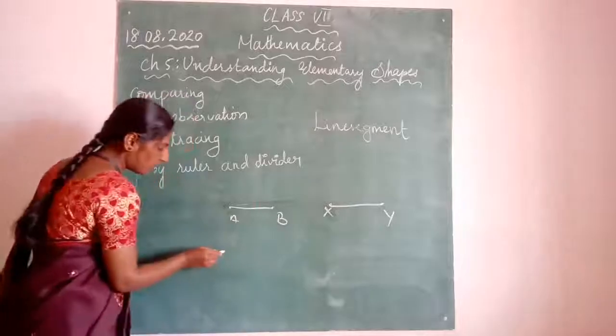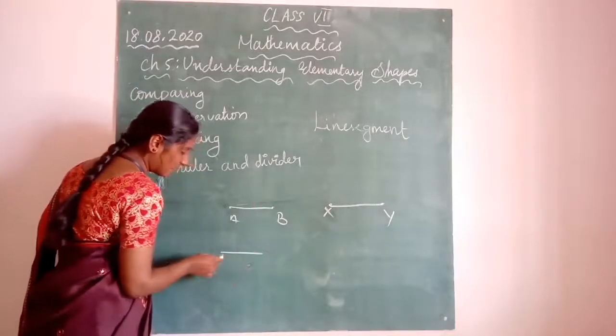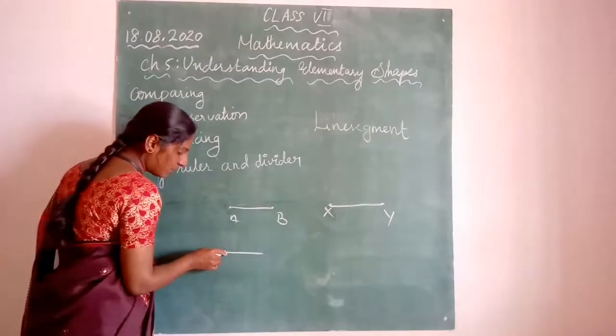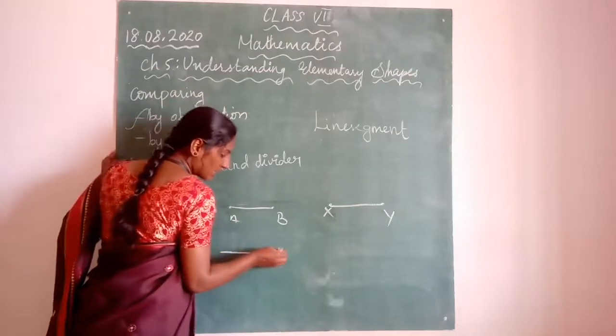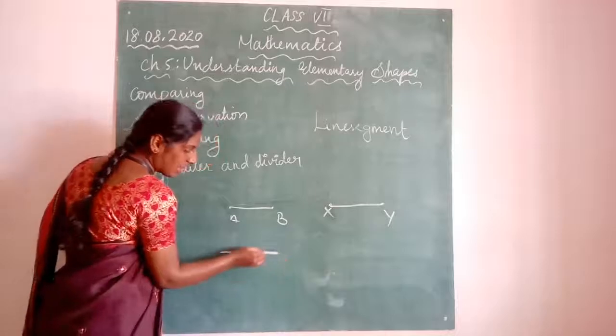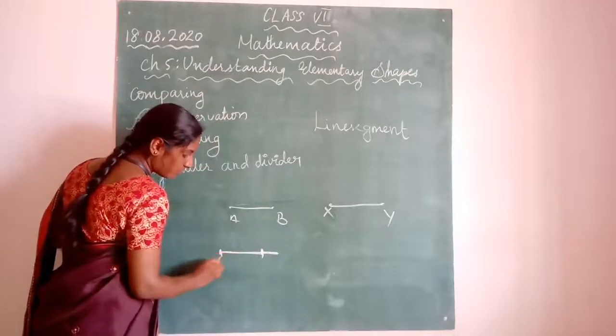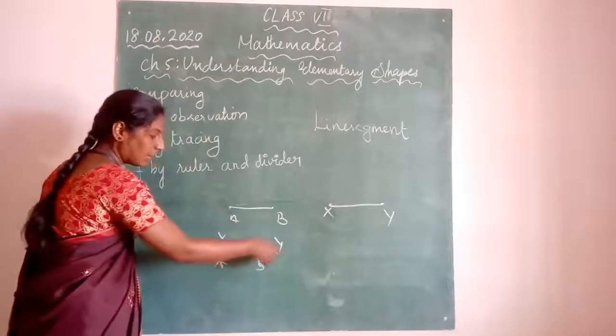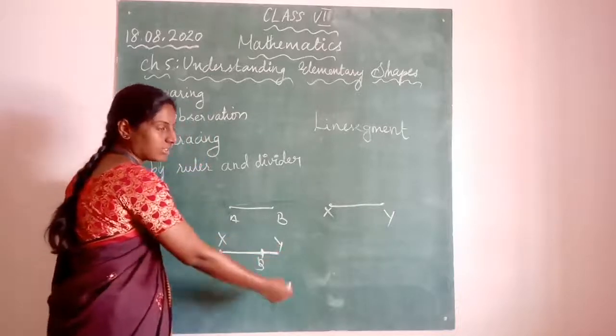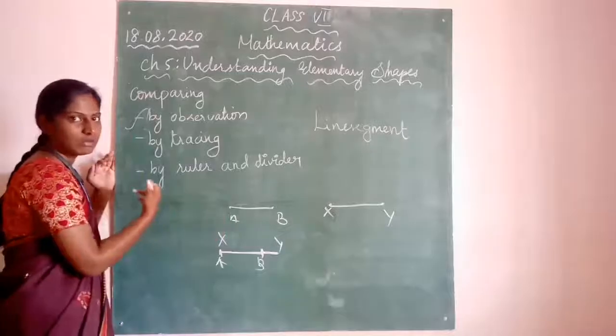For example, on tracing paper, you may have AB like this, and the length of XY starting from the same point may exceed some more like this. Actually this is AB, and starting from X, it is XY. So the same line, but on the tracing sheet, it is exceeding. So XY is longer. Like this, you can compare using a tracing sheet.